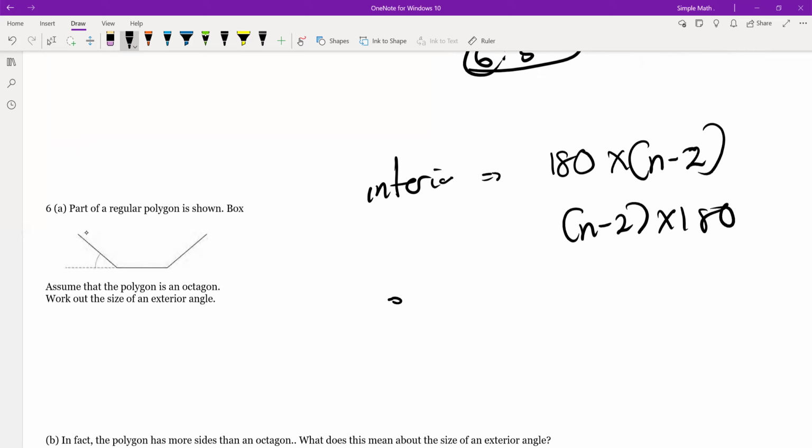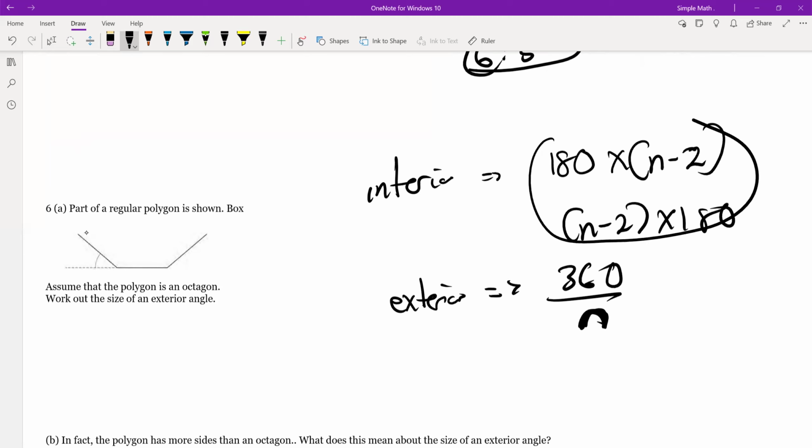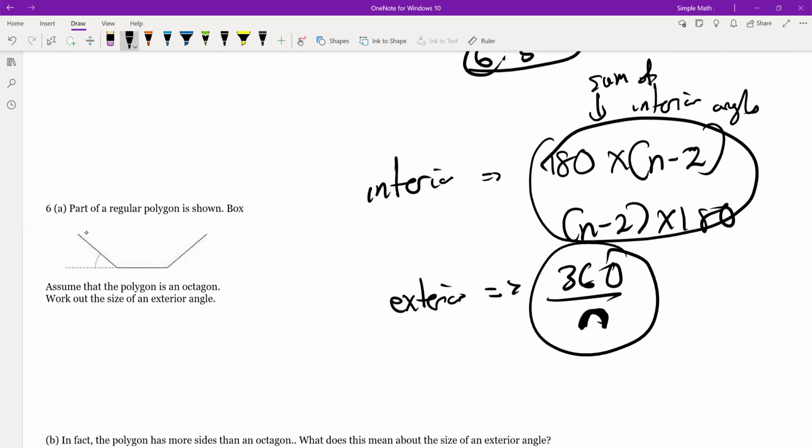But for the exterior angles, it's different. It's going to be 360 over n. Okay? For the exterior angles, 360 over n. For each exterior angle, it's just 360 over n. So right now, work out the size of an exterior angle. So this is just for the sum of interior angles, and this is just each exterior angle.